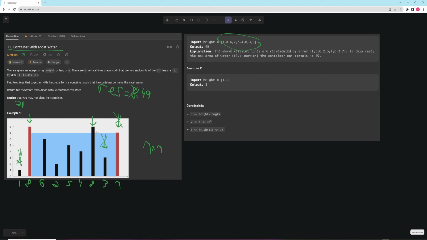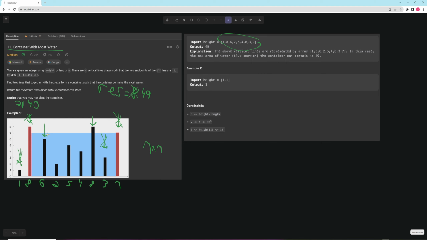And now we have 8. And this is length 1, 2, 3, 4, 5. This is 40. And now they're the same height. So in this scenario, it actually turns out it doesn't matter which one you move forward. It's going to be the same thing. So you can move either one of these forward. Let's just say we'll move the left one forward.